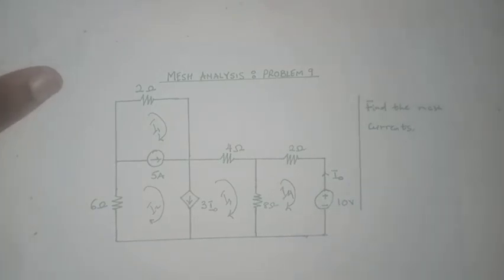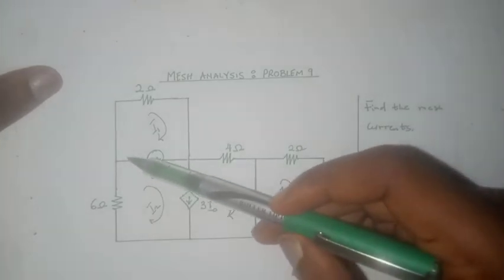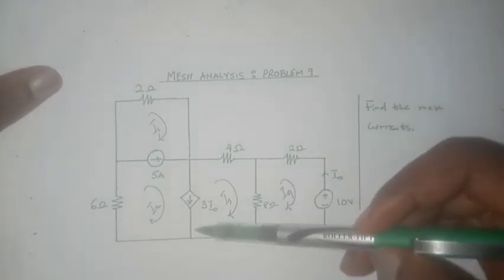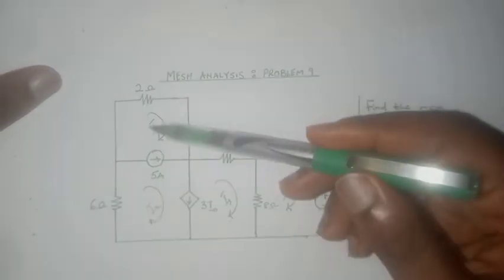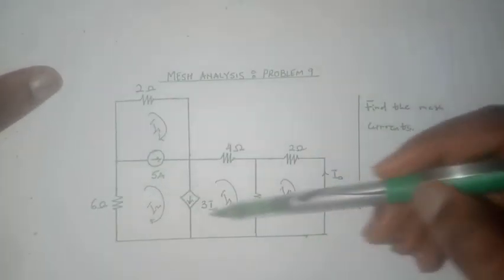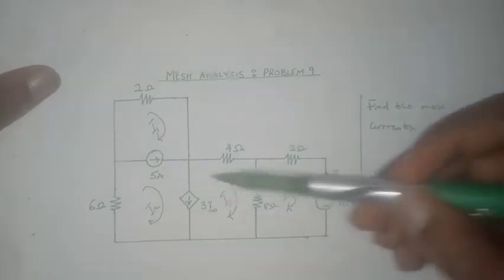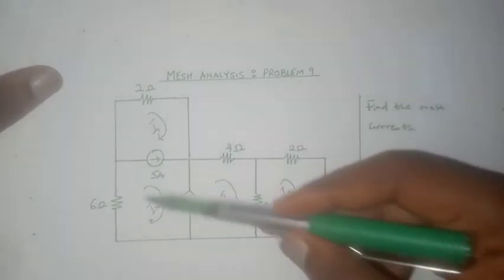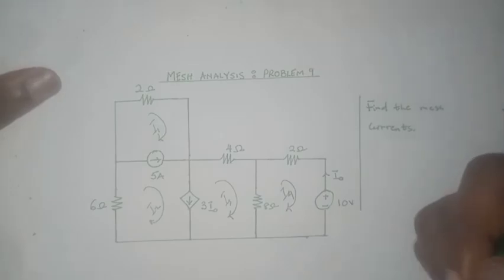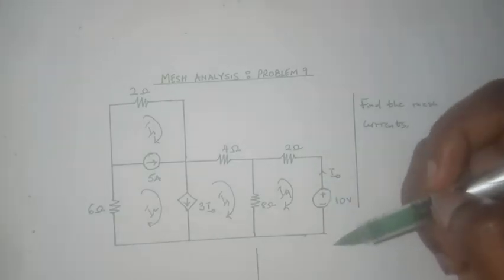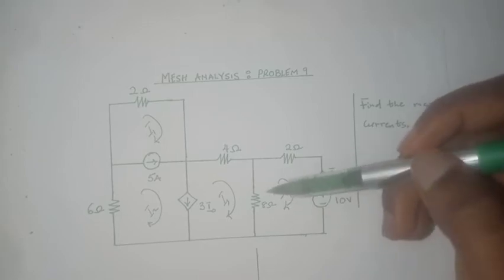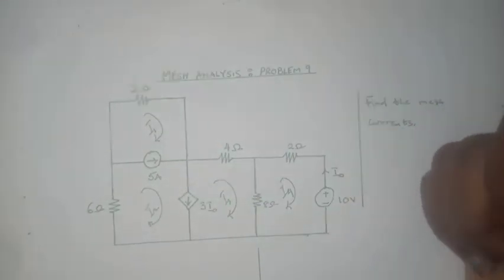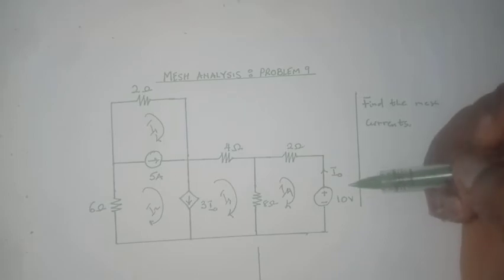Okay, now there are a couple of things we want to notice here. This branch has a current source, and this branch also has a current source. So we can join these two into super meshes, and we can also join these two into super meshes. In short, we can join these three meshes together into one gigantic super mesh. Before we proceed to writing one big super mesh equation, let's first figure out the relationship between the currents in each super mesh.